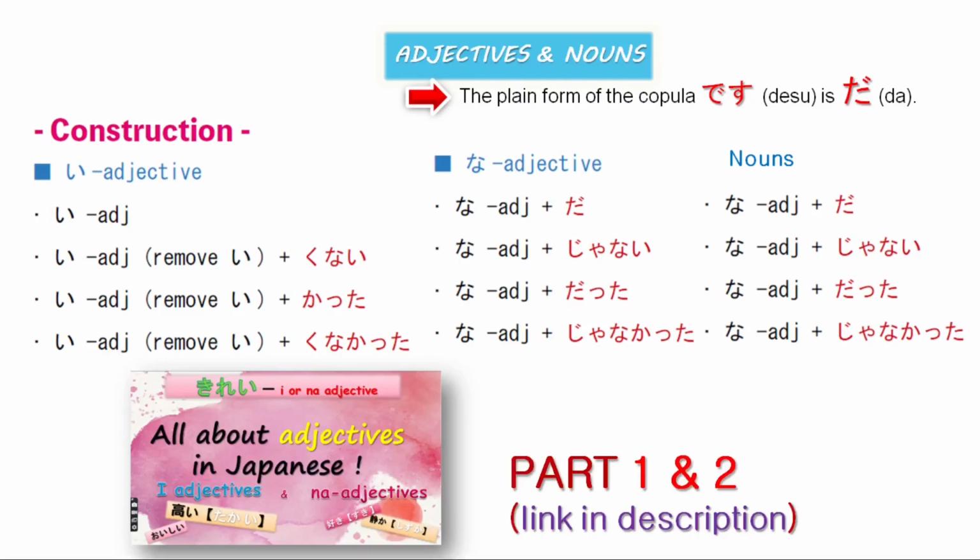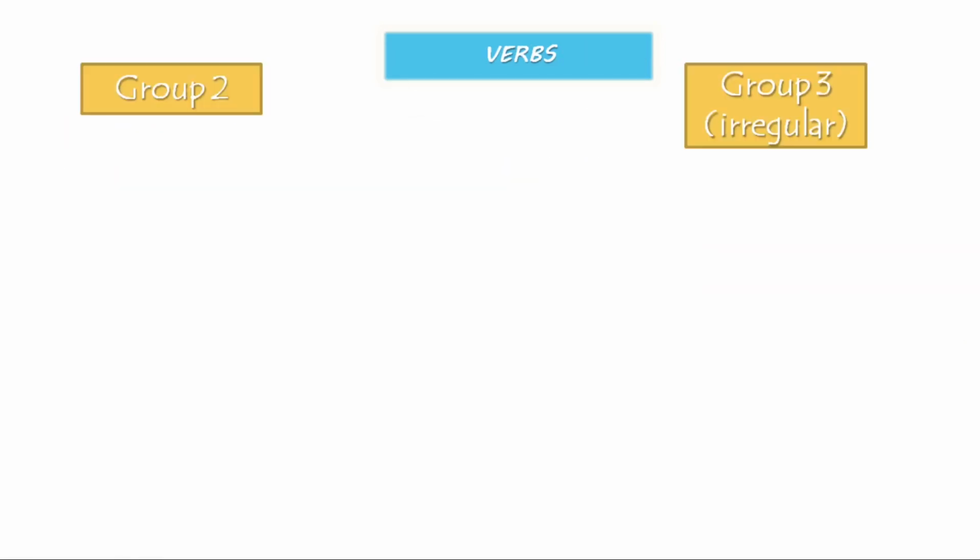So just check out the part 1 and part 2 of this video, all about adjectives in Japanese. Part 1 includes adjectives or non-adjectives, and the part 2 has the adjectives. So I've explained the conjugation, their examples, everything, how to identify them, everything in this lesson. Okay. Now, we saw for adjectives, right? And nouns also. What about verbs?